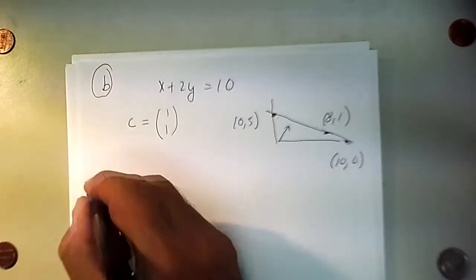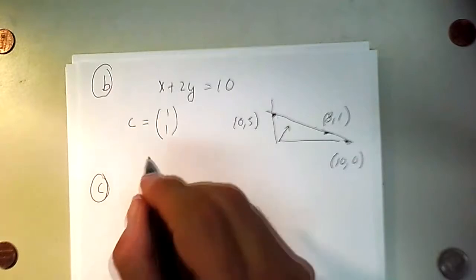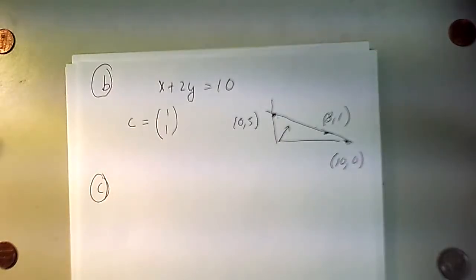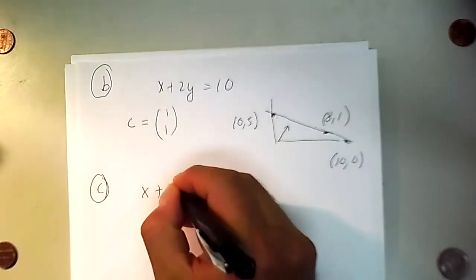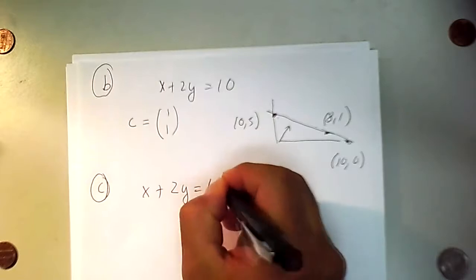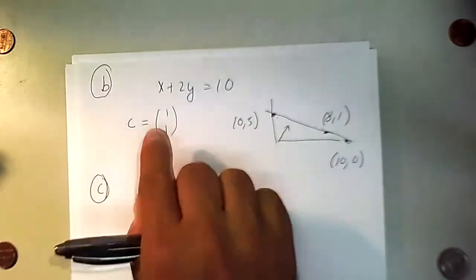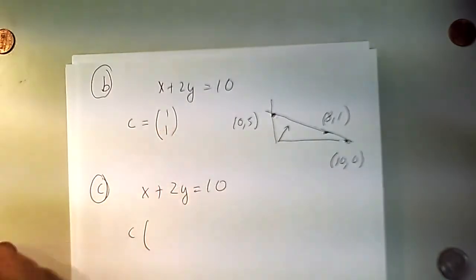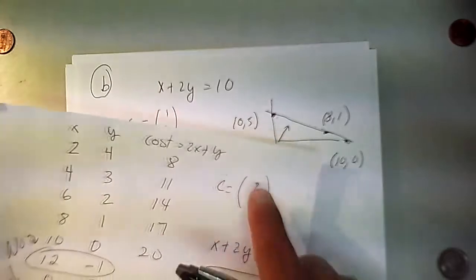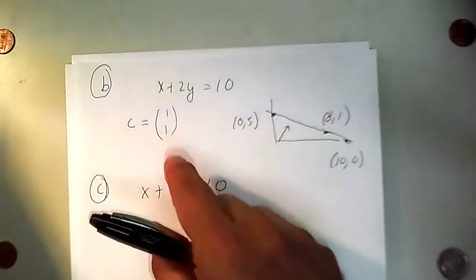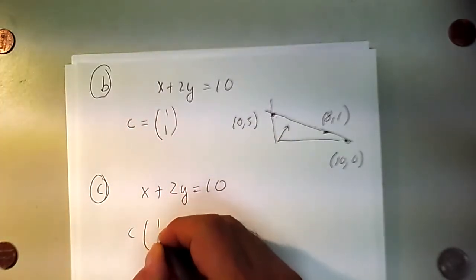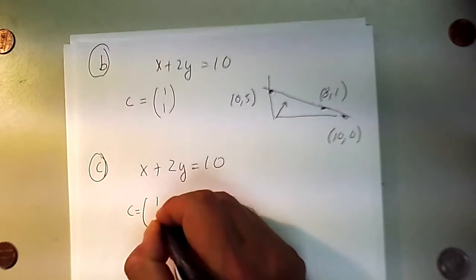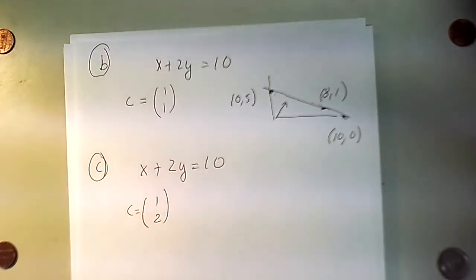Part C, still problem 1 or example 1C, same equation. Now the cost is going to be different. Initially in A, our cost was 1, 1. How about 1, 2? Cost equals 1, 2. So $1 for every x, $2 for every y.